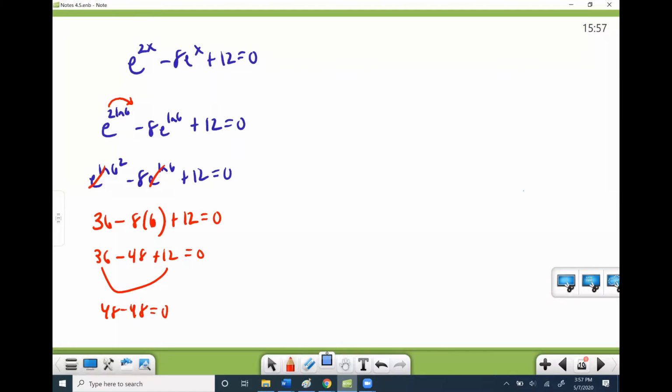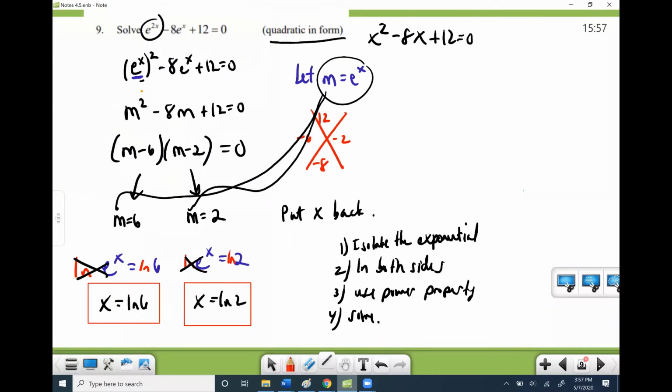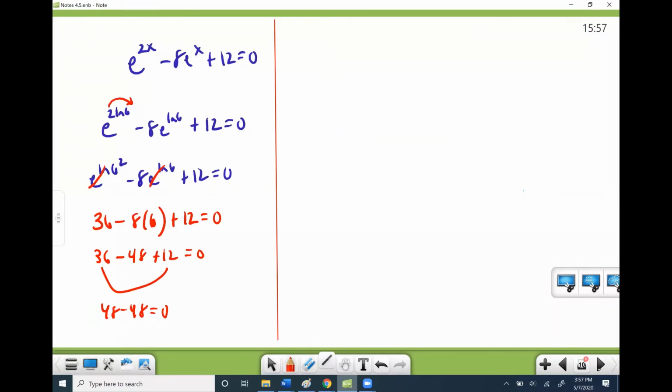It is still kind of trippy, though, that two answers could totally get you 0. That kind of messes with the brain a little bit. Let's try the one for natural log. Was it 2? Yeah, 1, 2. Okay. So let's try that one.